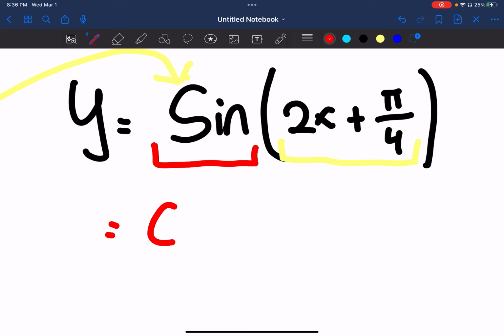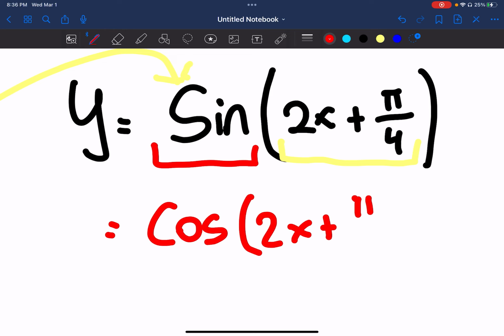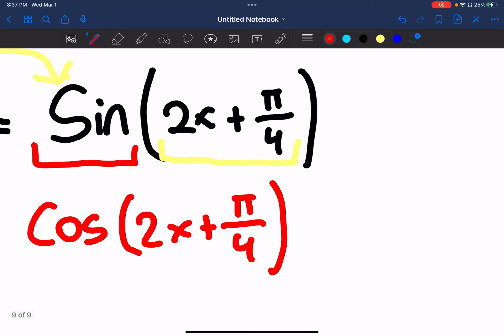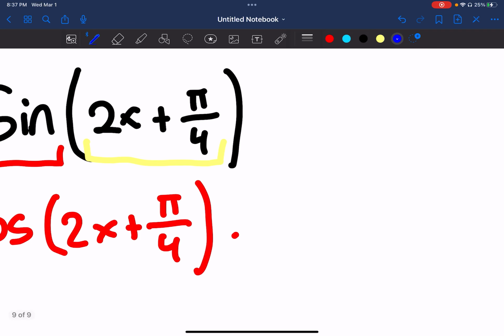So we'll say cos of the 2x plus pi over 4, and then we'll multiply it by the derivative of the inside of the bracket. The inside of the bracket has 2x plus pi over 4, and please note, pi is a constant. So the derivative of pi is going to be 0, regardless of whether it's divided by 4 or whatever. It doesn't matter, it's going to be 0. And the derivative of 2x is equal to 2. So it's going to be that times 2.